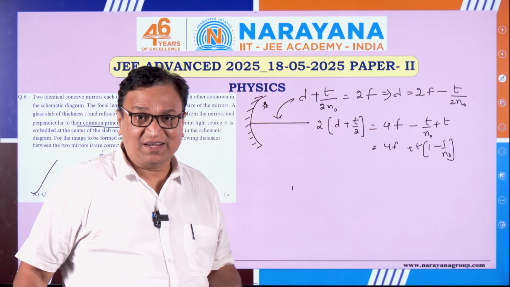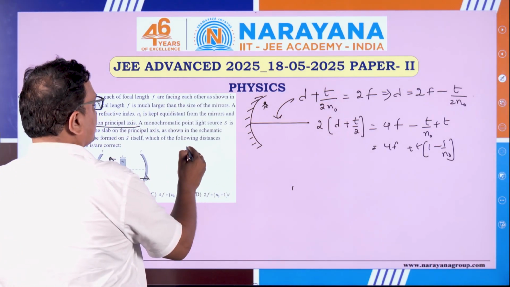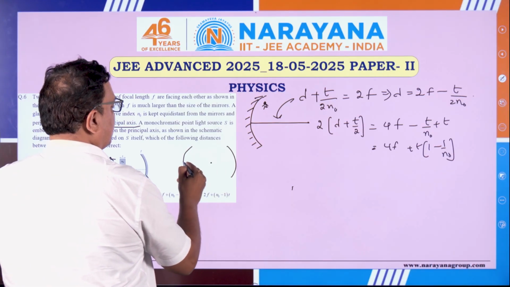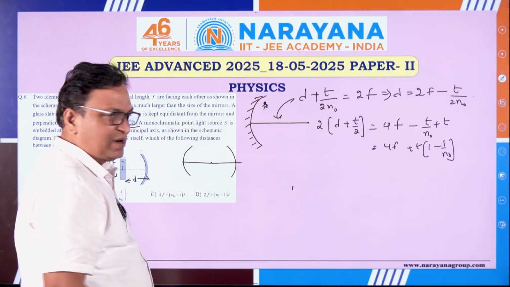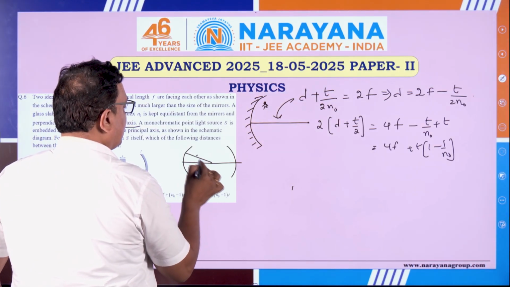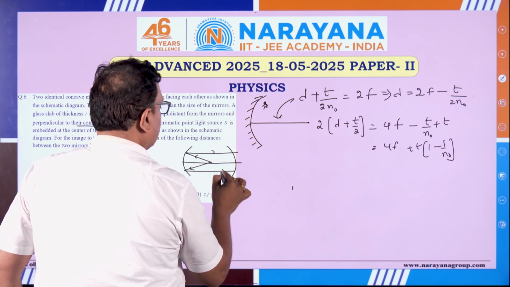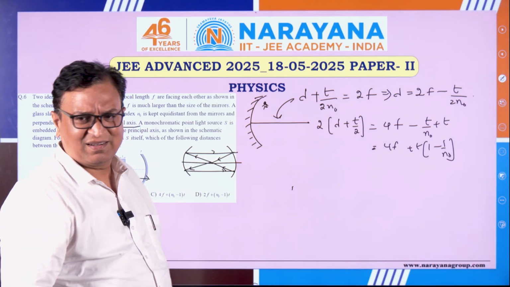Is this the only possibility? I'll just tell you a simple story. Suppose, forget about the glass slab and all that. Now you have the object here, exactly at the focus. What happens? Rays will go like this and come out parallel and again form over here only. You want the same condition.